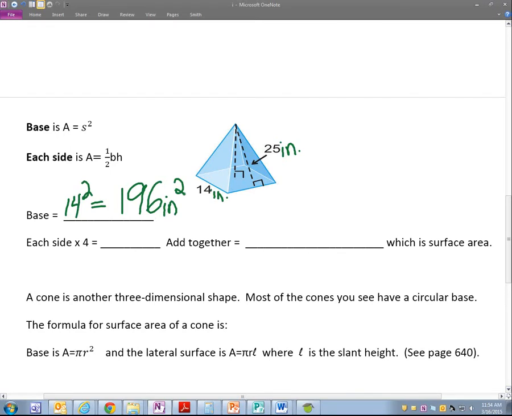I'm not done. 14 squared, that's all I need to do to get the base, because the base is a square. And I have 196 inches squared.